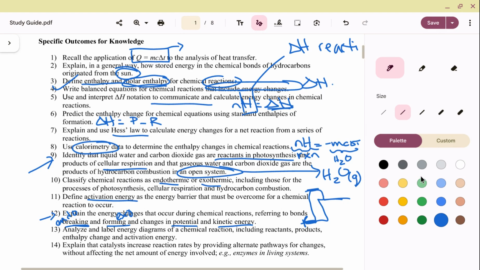So if it was endothermic, we know that our graph would look like the one I just drew above. If it's exo, it's the other way, and being able to understand and add in activation energy.